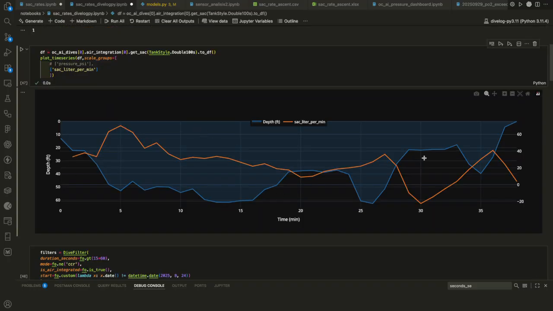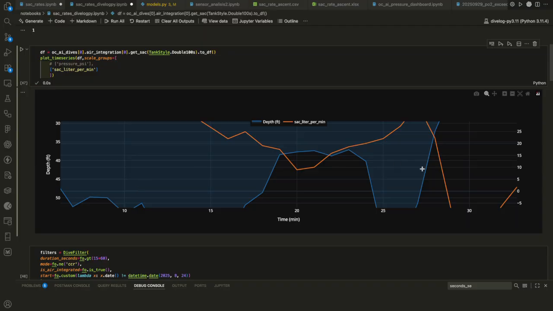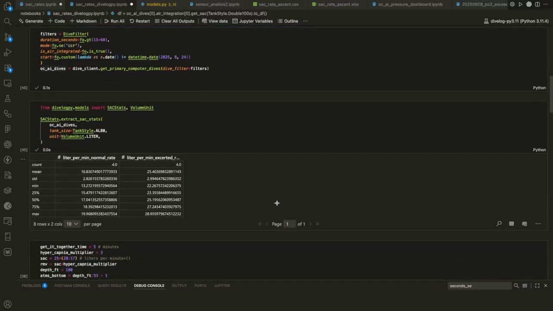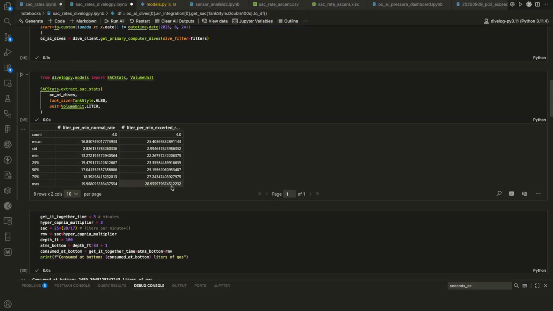Okay, another thing is that if you notice, there's not a lot of samples on this dive. So what you want to do is get many dives. And what you're seeing here is a distribution. So the 25th percentile, 50th percentile, 75th percentile, the max SAC rate, and the minimum SAC rate. So I focus on the mean SAC rate.